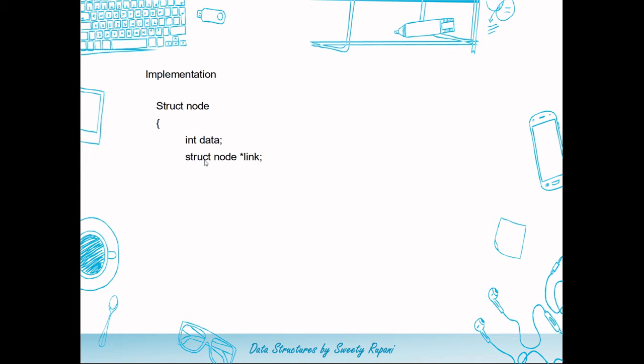If I write int pointer link, that is, if I create an integer pointer, it is going to point to integer data only. But what I want is for my node to point to an address which is of a node type. That's why we need to write struct node star, a pointer of struct node type, which we will have to create. Once we are done with this, we will have to take a header pointer. Header would be initialized to null because initially the list would be empty.